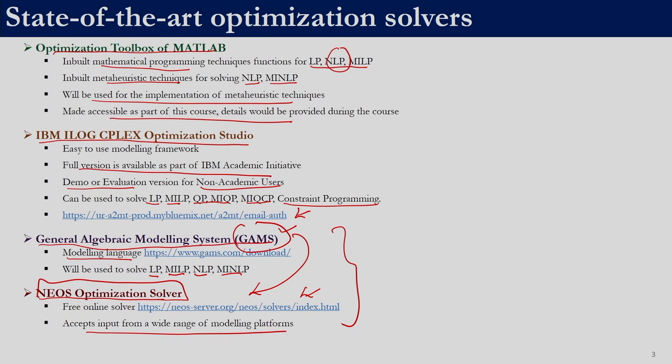So the reason for taking three different solvers and not restricting to one solver is that each of the solvers has its own limitation, right? So for example, the optimization toolbox of MATLAB cannot solve mixed integer nonlinear programming when equality constraints are involved. When equality constraints are involved, it doesn't support integer variables. There is no function as of now, that is in 2019, which can solve a proper MINLP problem. The good thing about MATLAB is programming is much easier in MATLAB, right? So that's why we are going to use it to code the metaheuristic techniques in MATLAB.